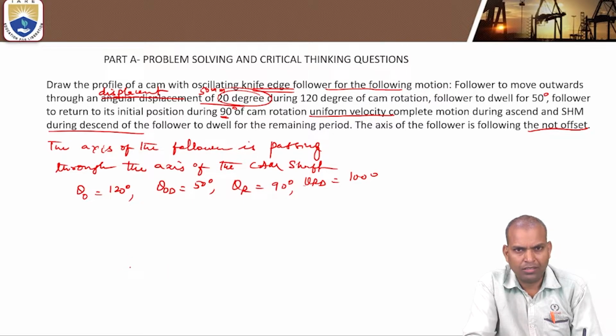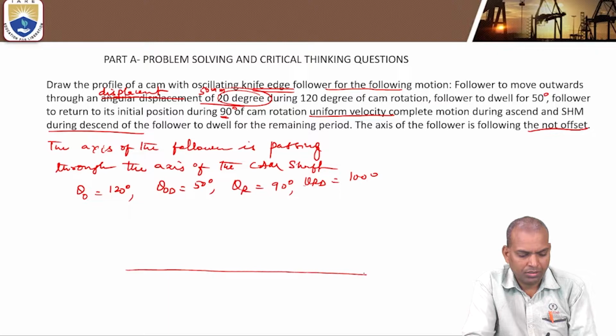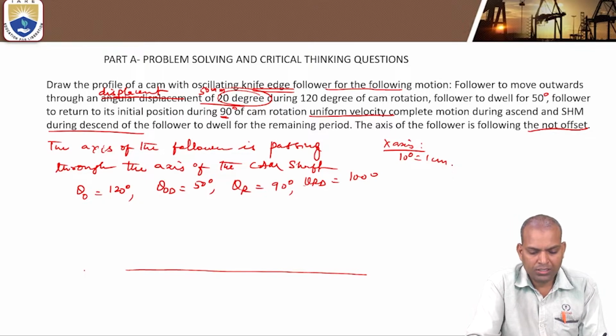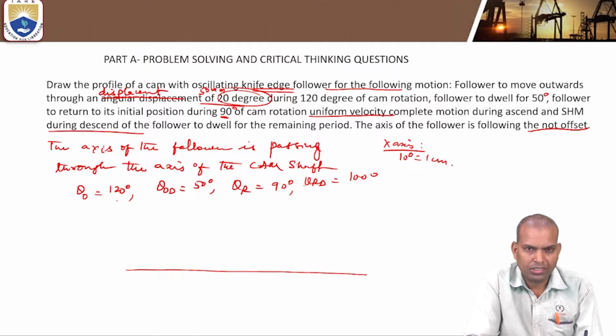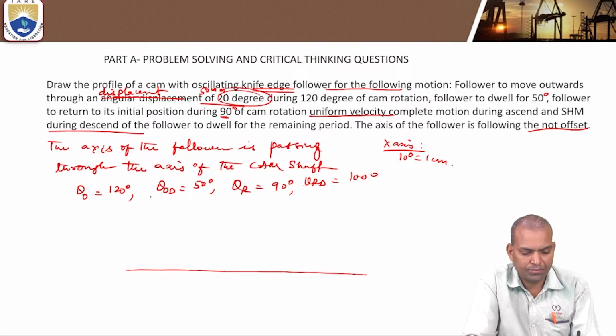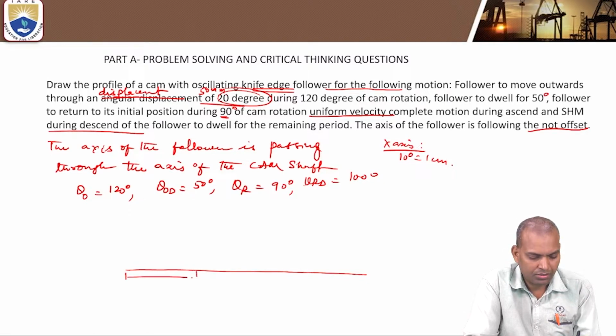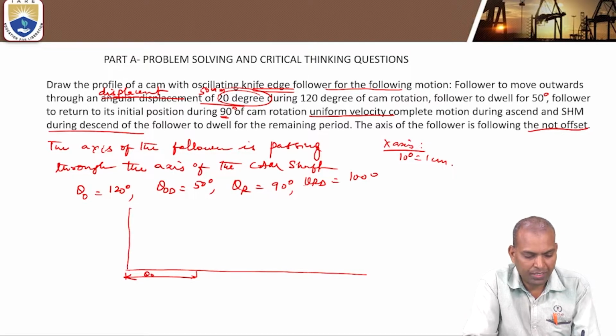So first take a scale on the x-axis. Assume that 10 degree equals 1 centimeter, so it is easy for you. So we have to draw theta O as 12 centimeters, theta OD 5 centimeters, theta R equal to 9 centimeters, theta RD 10 centimeters. With this, the length 12 centimeters is 120 degree, that is theta O. On the y-axis it is 50 millimeter.